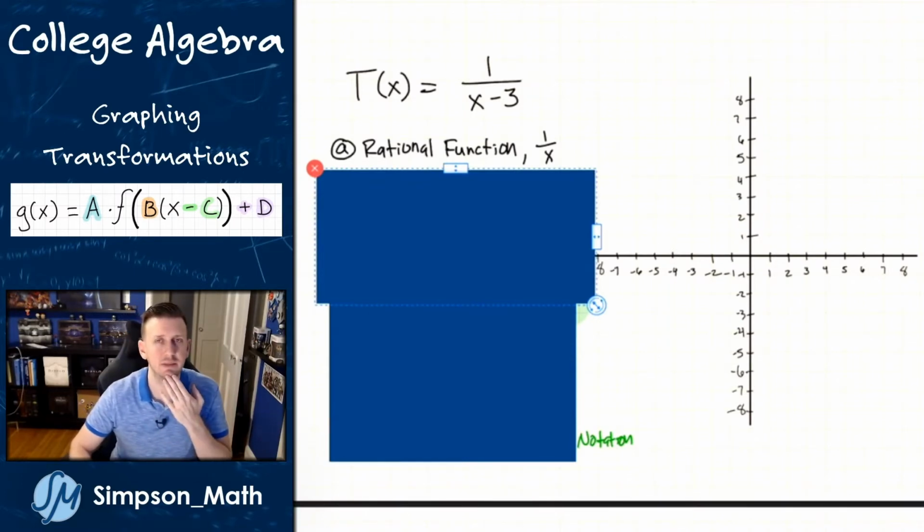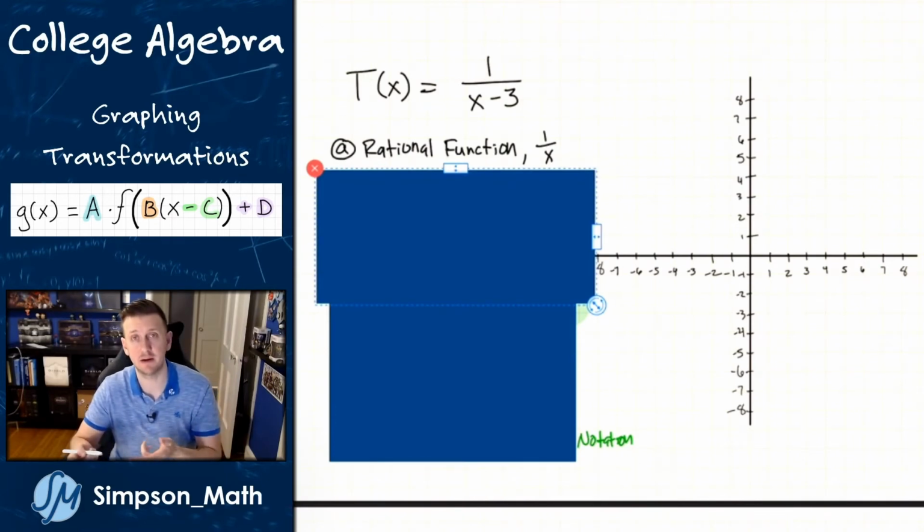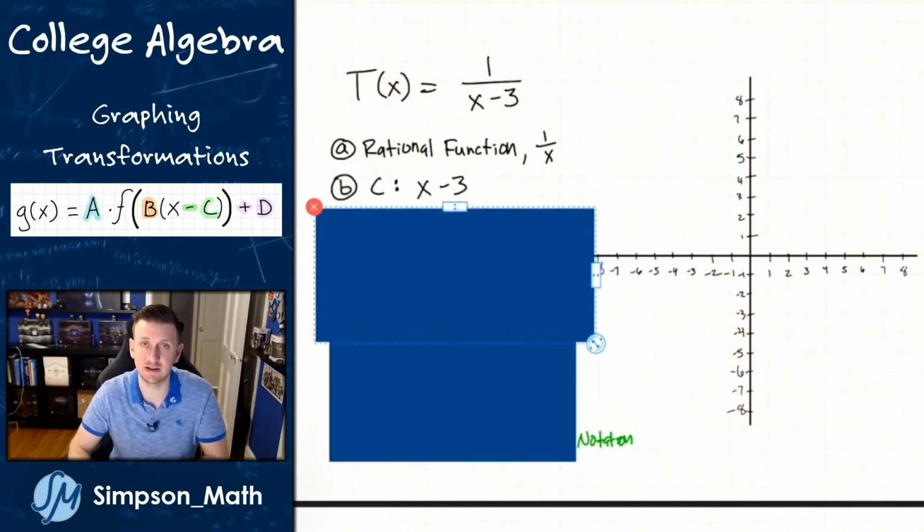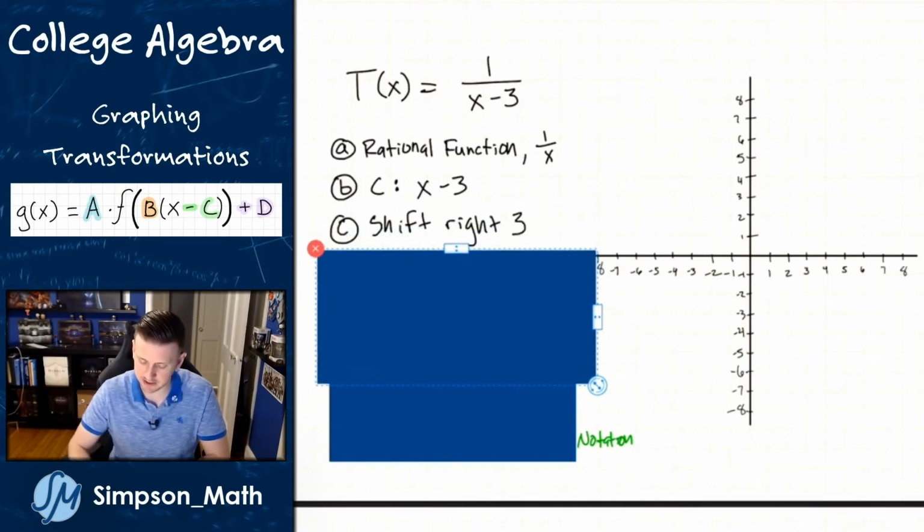All right. And then, is it inside or outside the function? Well, it's inside the function because, well, what's in the function right now? That's in the denominator. Where's the -3? In the denominator. So that -3 is our c, or x minus 3. So we have a negative c, you can think of it like that, or subtraction. So then if it's a -3 for my c, I'm going to be going to the right 3. So we're going to the right 3 units.